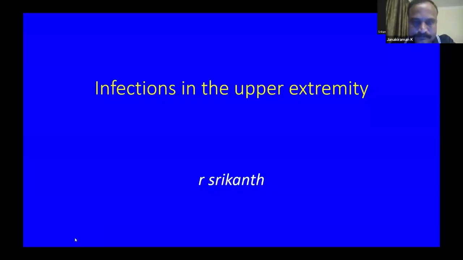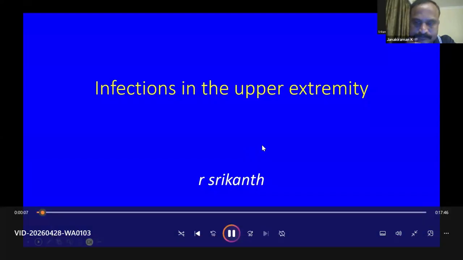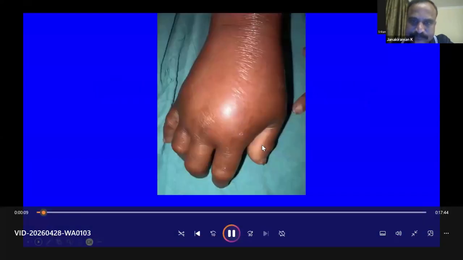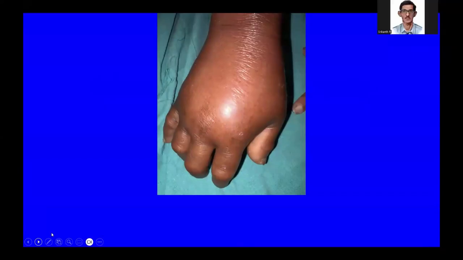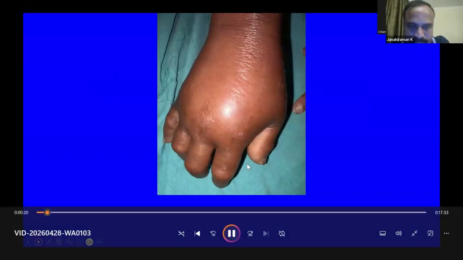Good evening. I'm going to talk to you about infections in the upper extremity. Now, wherever the infection in the hand may be, the edema that manifests is usually in the dorsum because of the loose nature of the subcutaneous tissue there, and the edema may not be apparent at the palmar surface of the hand, even though that's the primary site of infection.